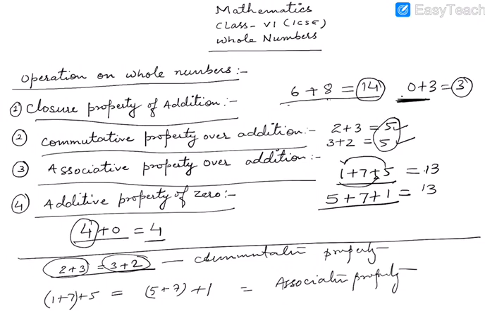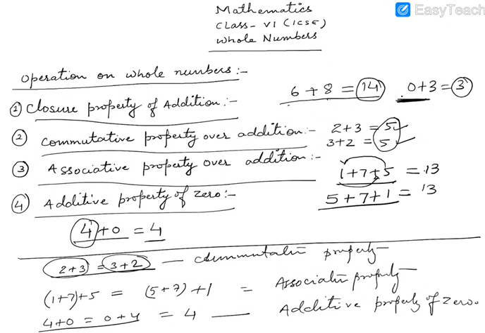It says that when we add more than two whole numbers in any sequence, the answer remains the same, and I have explained how to change the sequence in the associative property. Last will become first and first will become last. We will interchange the first and last number. And in the additive property of 0, 4 plus 0 is equal to 0 plus 4, both are the same and it does not affect that whole number. So this is which property? Additive property of 0.